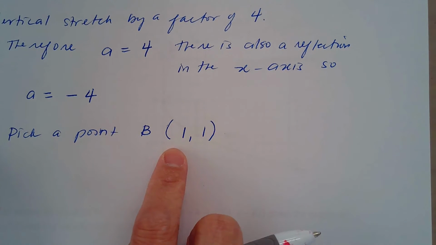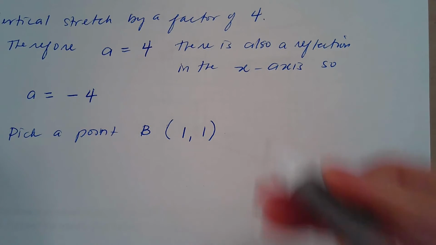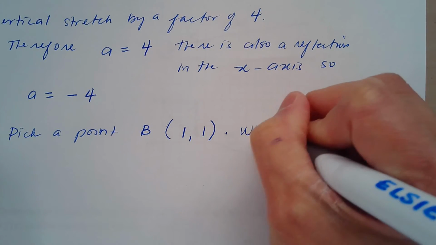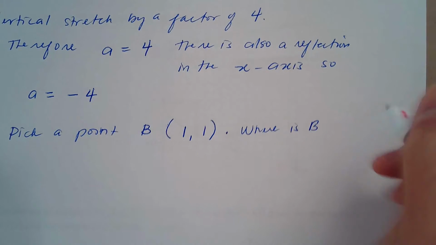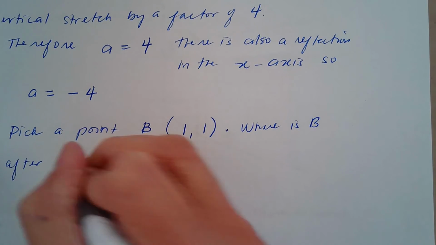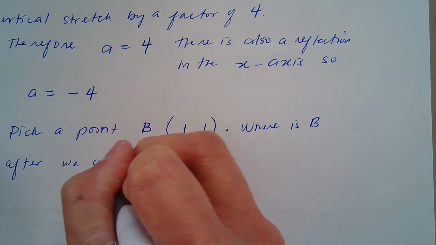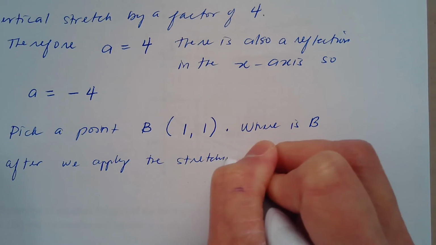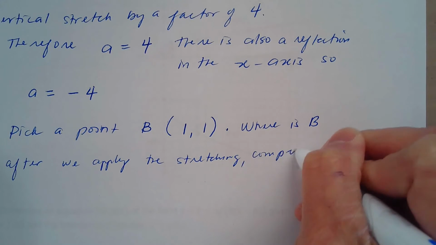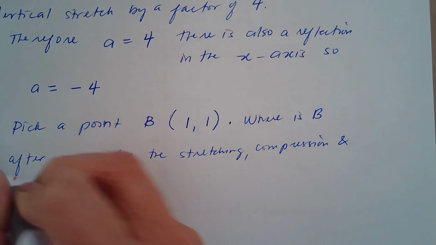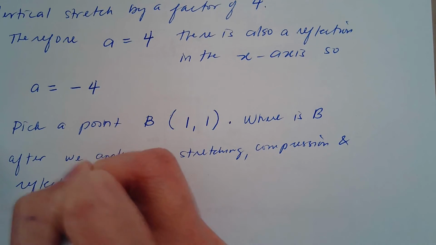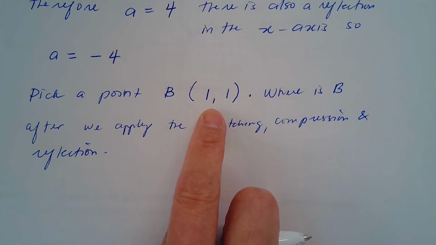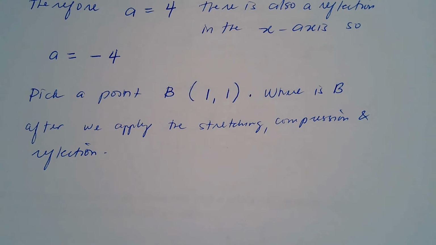Okay, so we're going to pick a point, 1, 1. Now where is 1, 1 after we apply the stretching, compression, and reflection? Okay, so we're going to try to figure out where that B is after we've stretched it and compressed it and reflected it.